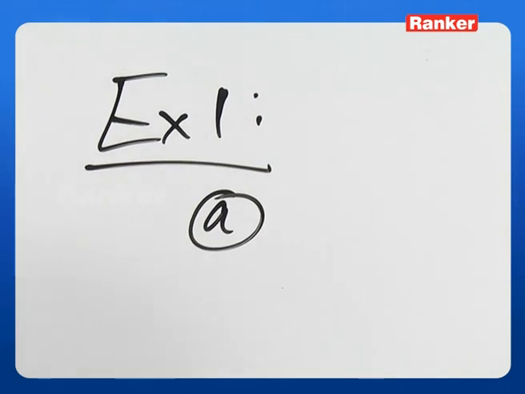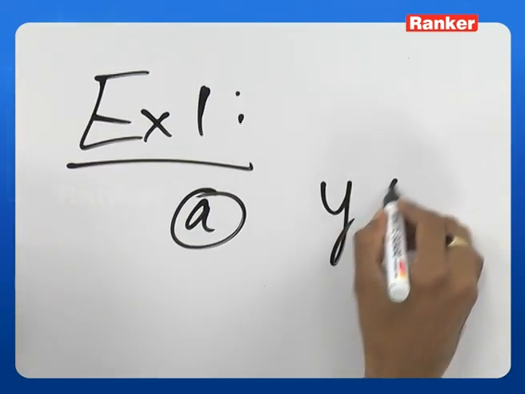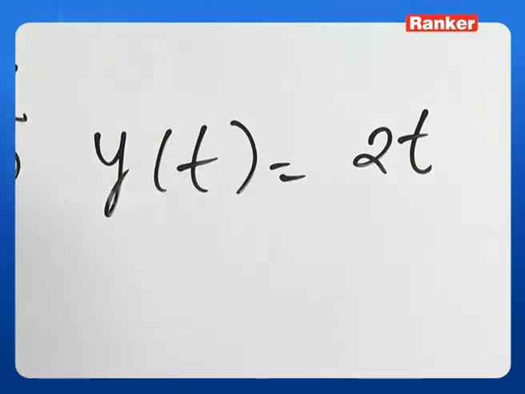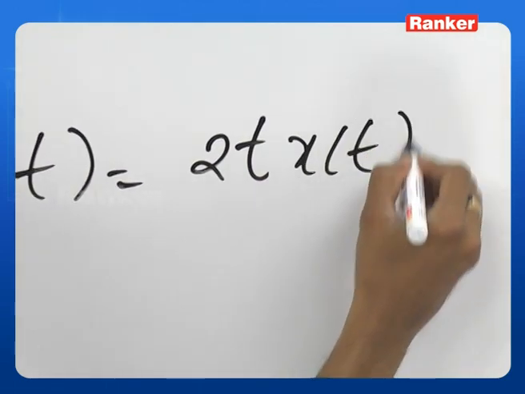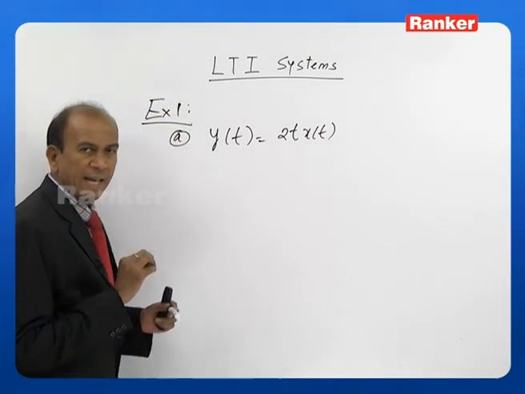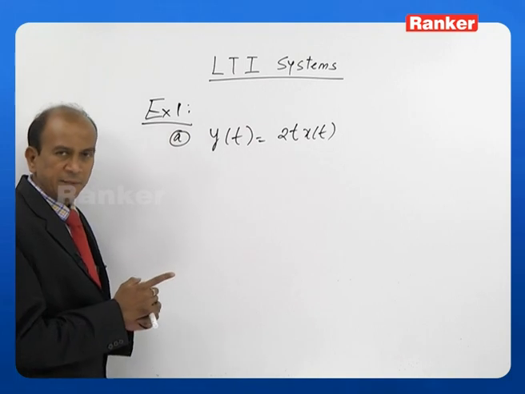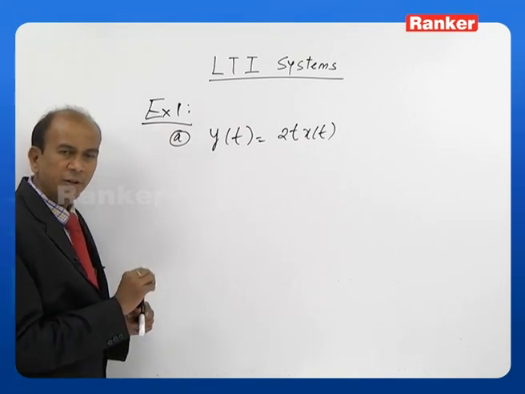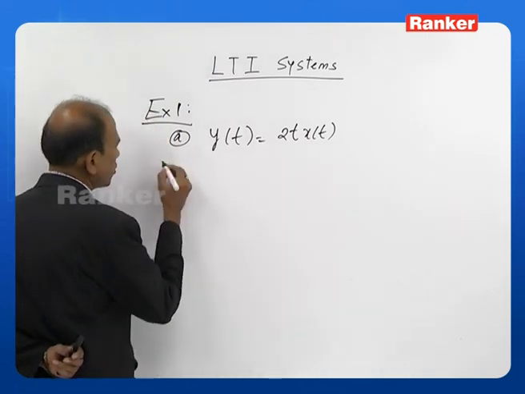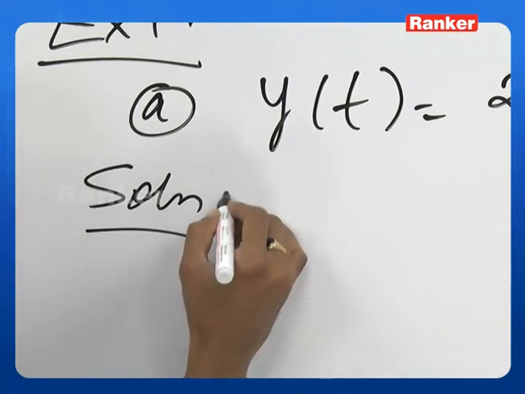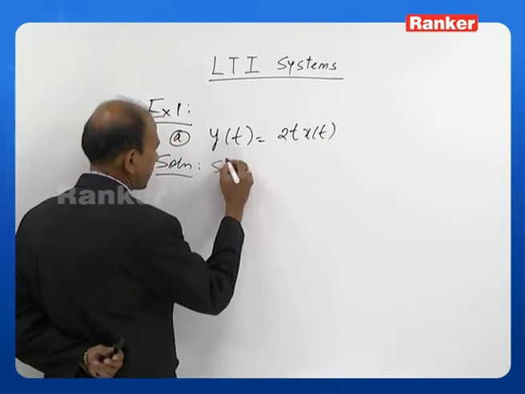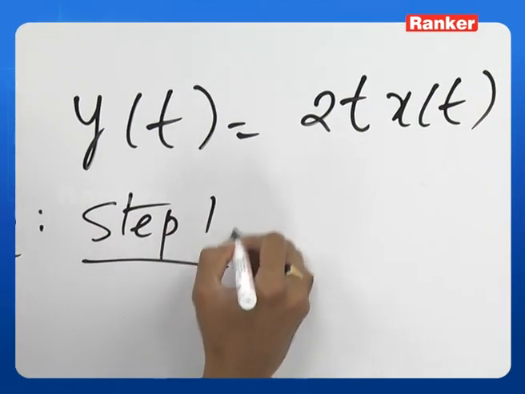Okay, let us start with the first problem. The first problem says y of t is equal to 2t x of t. Now, let us see whether this particular system is time invariant or time variant. So what I have to do is, let us first take step 1. So, solution. What is the solution? Let us start with the first step. Step 1, what is it I have to do?